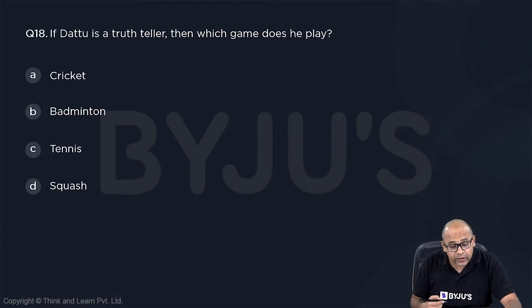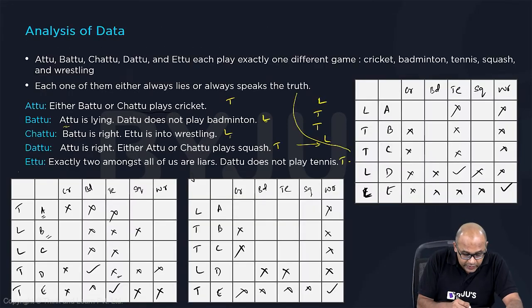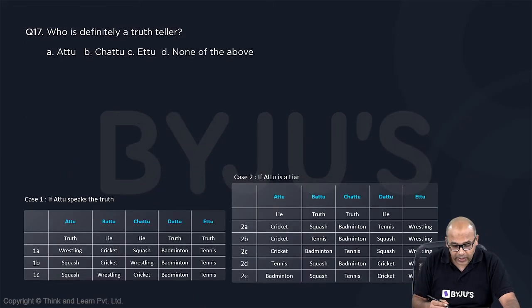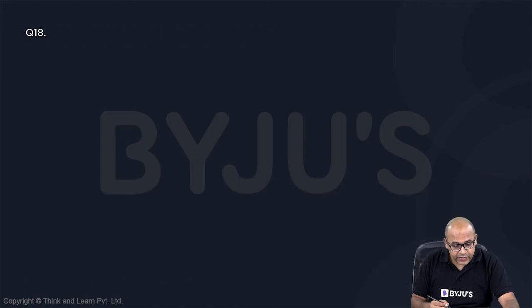Next question is, if Dattu is a truth teller, then which game does he play? So we are given a case where D is a truth teller. So if you go back to our tables, look at the case where D is a truth teller. If this is the case, what game is he playing? He is playing badminton. Very clearly we can see that he is playing the game of badminton here. So that's your answer for the next question. Again, once you get these three tables, it becomes quite easy for us. So the answer to question number 18 is badminton. This is done. Last two.